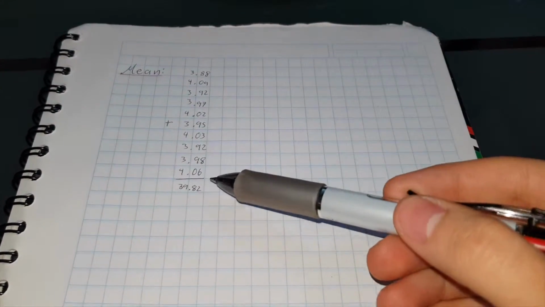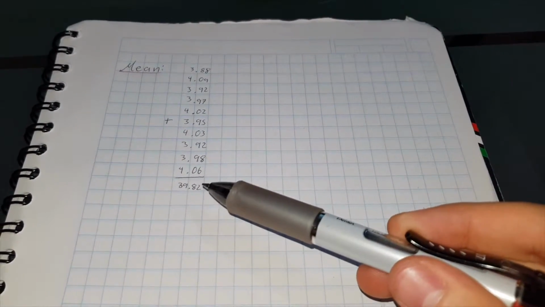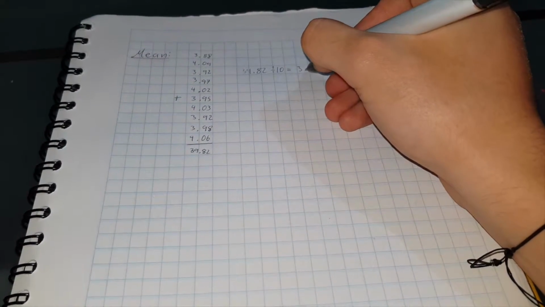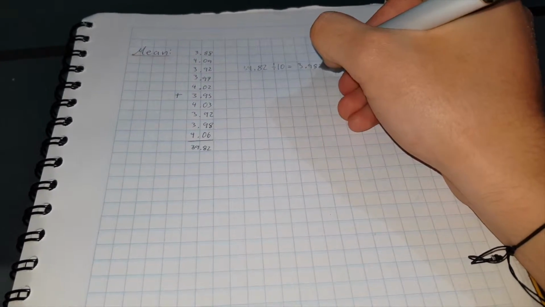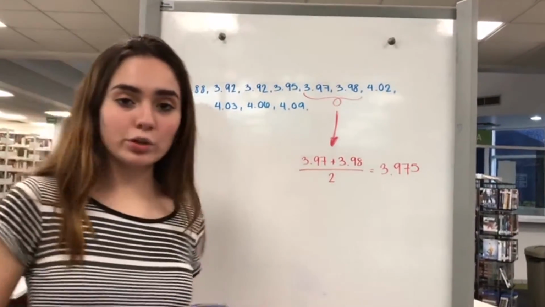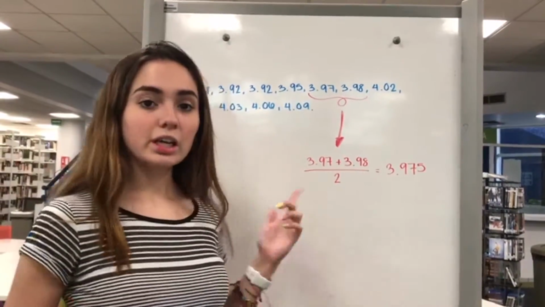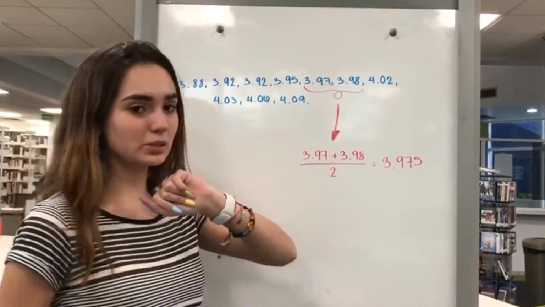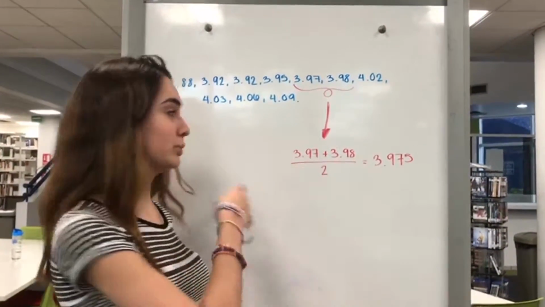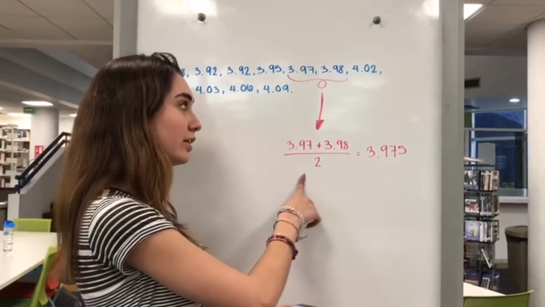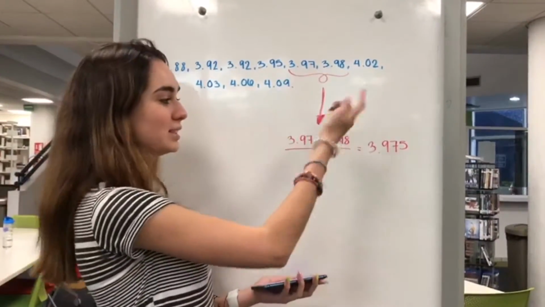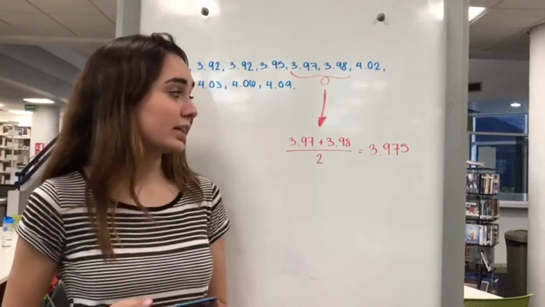To calculate the mean, we need to add all these numbers and then divide by 10, and this gives us 3.982. For the median, we have to order the numbers that we were given before from least to greatest, and in this case we have two numbers in the middle. To obtain the median, we have to add them up and divide by the number of values, so in this case it's 2, and the answer is 3.975.